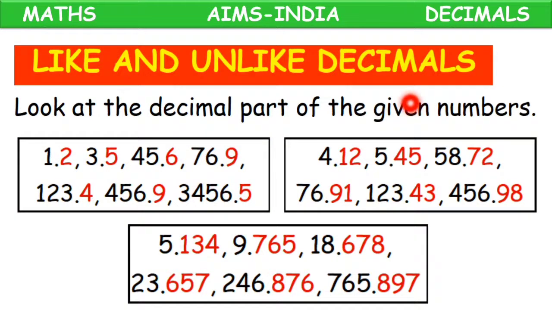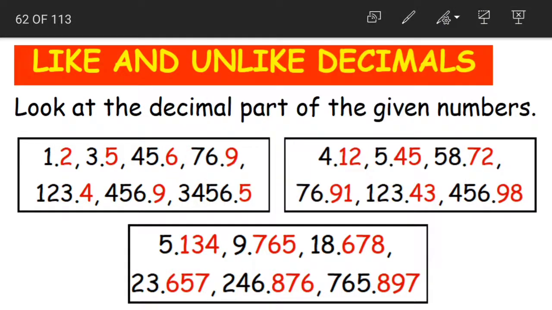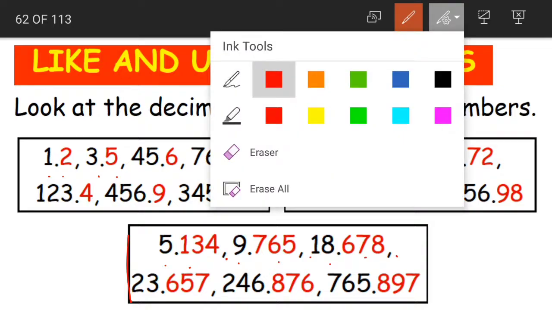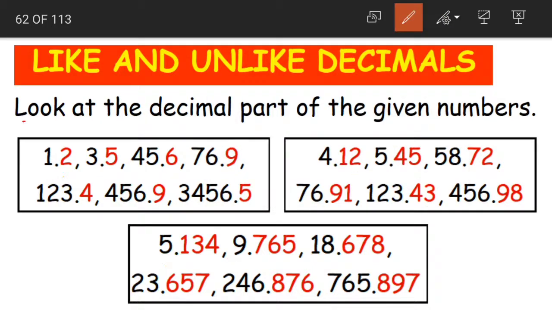Now even in decimals we have like and unlike decimals. We are having few examples here: 1.2, 3.5, 45.6 and so on. And in the second box we have 4.12, 5.45, 58.72 and so on. In the third box we have 5.134, 9.765, 18.678 and so on. Now what are they saying?